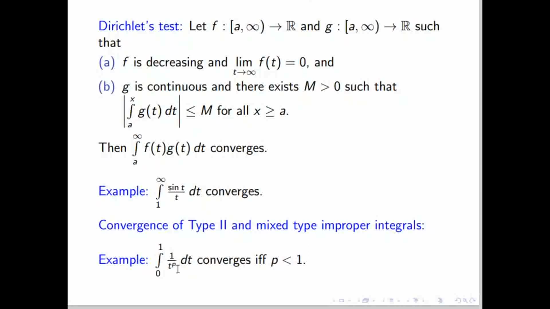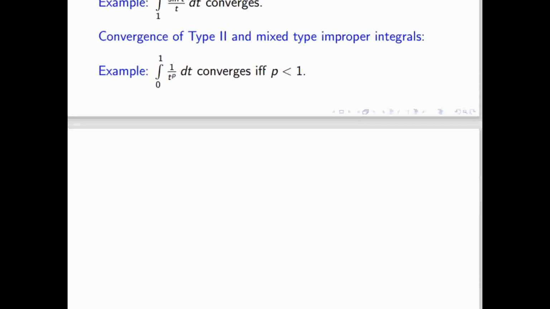This function 1 upon t to the power p is not defined at t equal to 0. So how to deal with this type of problem? Like we did when the limit is infinity, where we assumed it is x and then extended to infinity, a similar thing we will do here. We'll assume it is x to 1 and then we'll apply x tending to 0.